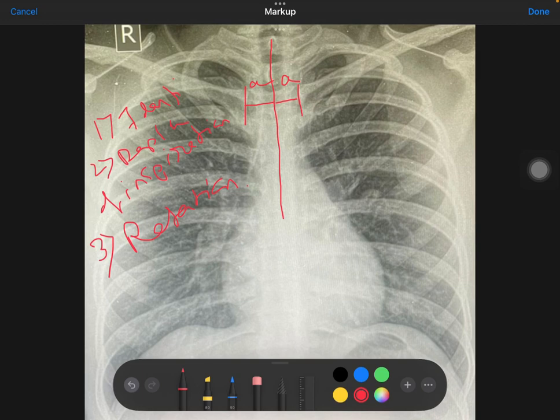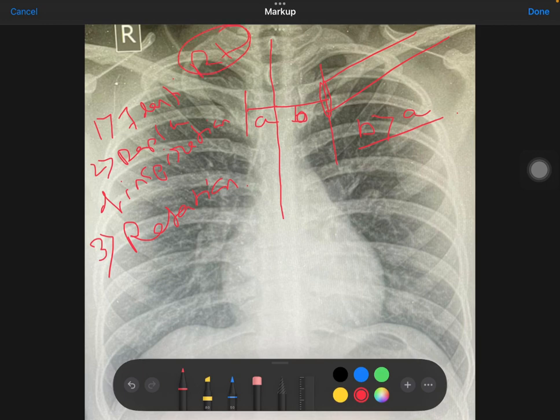Okay, now suppose the clavicle starts from here, and this one is here and this one is here. Okay, now if we see the distance, this distance and this distance are not equal. The distance B is more than A. Now in this case, what we see is that the right side is out. The right side is out.